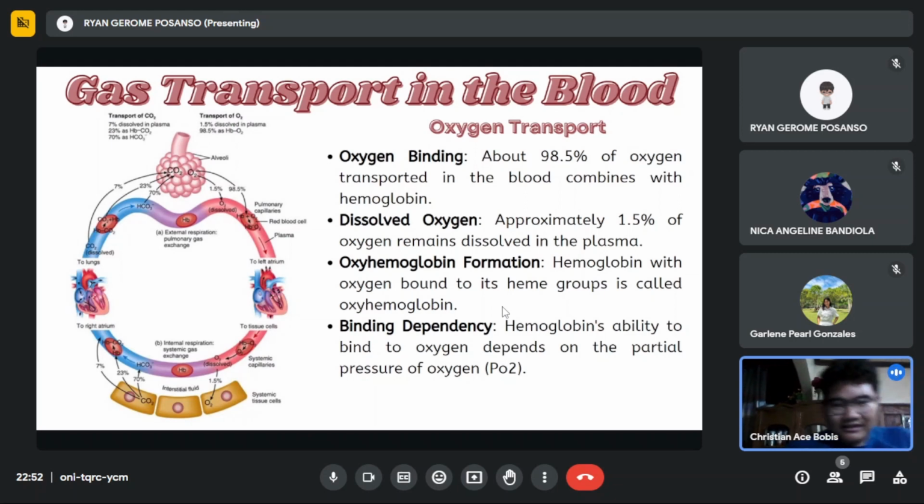And binding dependency: the hemoglobin's ability to bind with oxygen is dependent on the partial pressure of oxygen. In the lungs, where oxygen concentration is high and partial pressure is elevated, hemoglobin readily binds to oxygen. Conversely, in tissues with lower oxygen levels and reduced partial pressure of oxygen, hemoglobin releases its bound oxygen, facilitating the delivery of oxygen to cells engaged in metabolic activities such as cellular respiration.